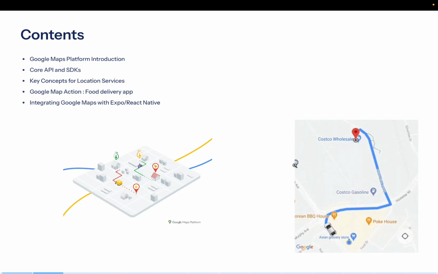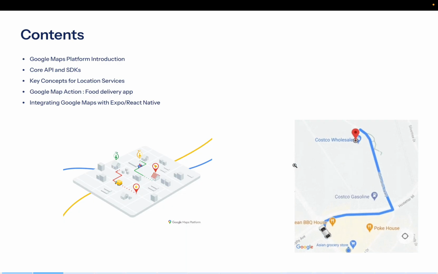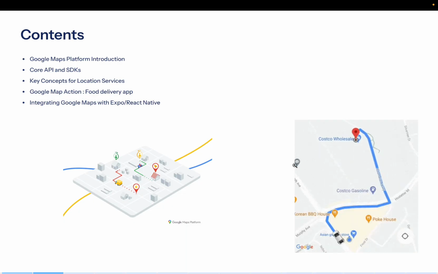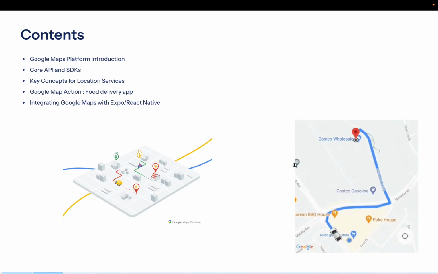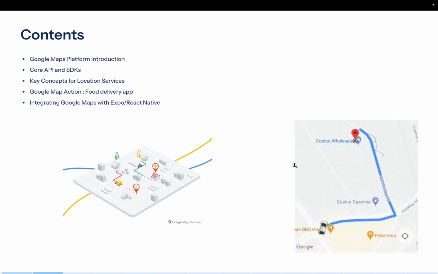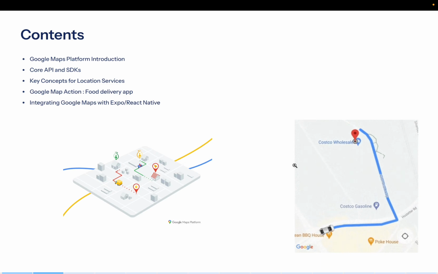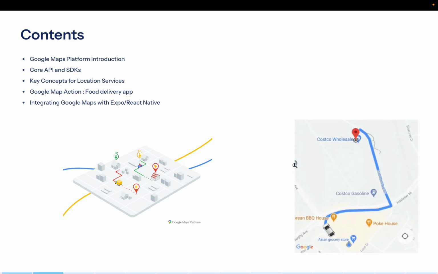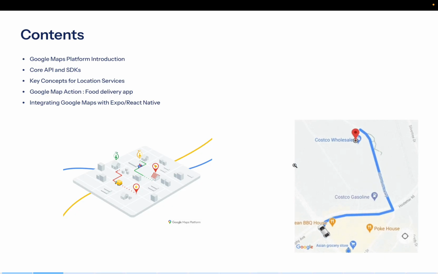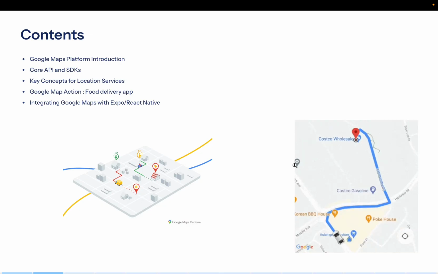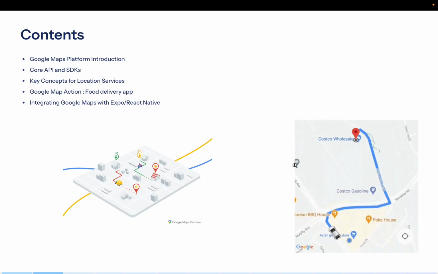Before we dive in, let me give you a quick overview of what we will cover in today's session. We will start with the introduction to Google Map platform so we can understand what it is and why it is important. Next, we will look at the core APIs and SDKs provided by Google Maps, which are the building blocks for any apps using maps. Then we will discuss key concepts for location services like geocoding and tracking, which are essential for location based apps.